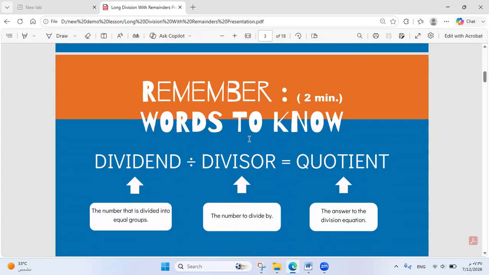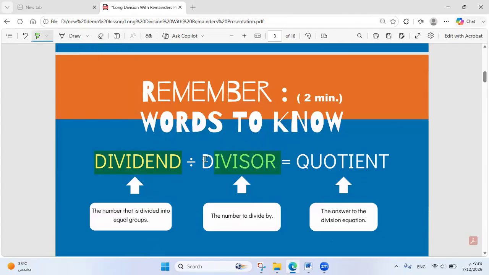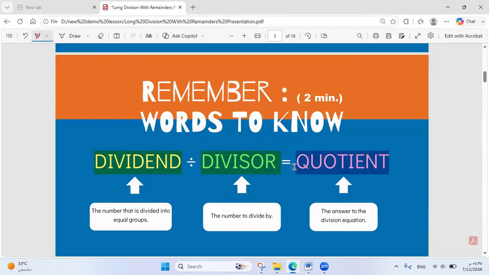First, we should remember these words in our division operation. First, we call it the dividend. What is the dividend? The dividend is the number we divide into equal groups. Then we have another word, the divisor. The divisor is the number we divide the dividend by. The last is the quotient. The quotient is the answer of the division equation.